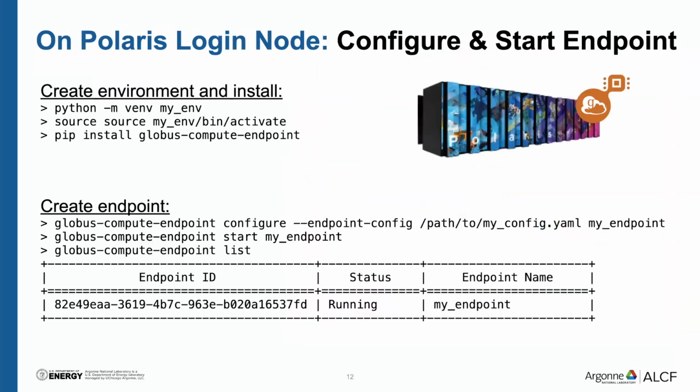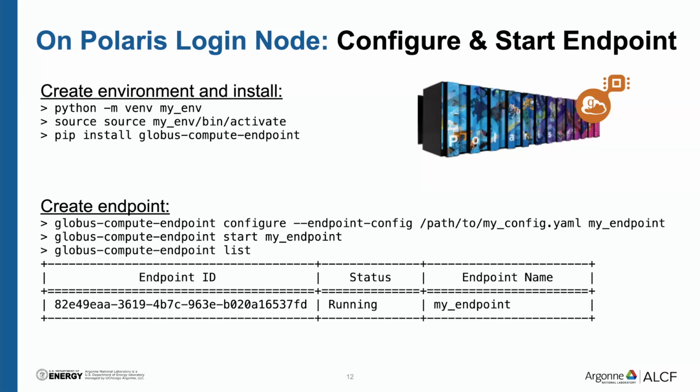Okay, now I've said a lot about, and I've alluded to compute endpoints, but I haven't really described how you set that up, what it is. So now we'll talk about that. What we're going to discuss is how to set up this process that will run on, say, the login node of Polaris that will communicate with the Globus service and pull down functions to run on Polaris compute nodes through the scheduler.